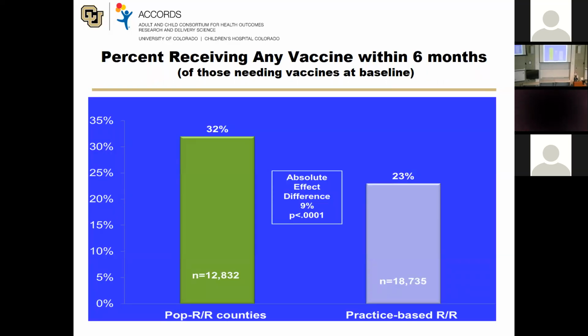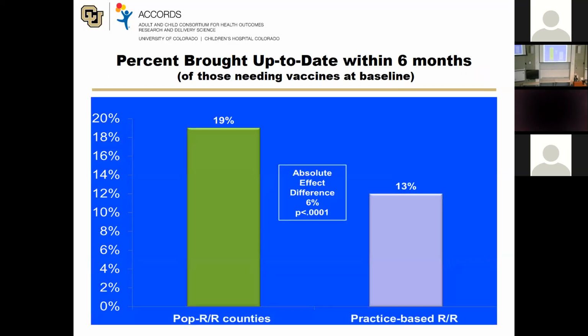Okay, so here are the major outcomes. The percent receiving any vaccine within 6 months: 32% in the population-based counties versus 23%, for an absolute effect difference of 9%. And from a public health perspective, that is a huge, huge finding. Percent brought up to date, 19% versus 13%, so a 6% change in the percent brought up to date.